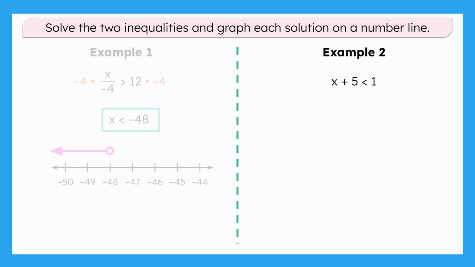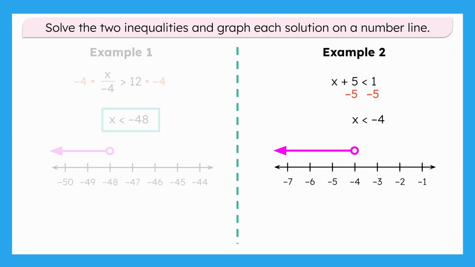Next, I had the inequality x plus 5 is less than 1. Since I was adding 5 to x, I had to subtract 5 from both sides. That left me with x is less than negative 4. My number line looks like this. And just to make sure everything is correct, I chose a number, negative 5, to test my solution. Negative 5 plus 5 is 0, and 0 is less than 1, so my solution, x is less than negative 4, is correct.